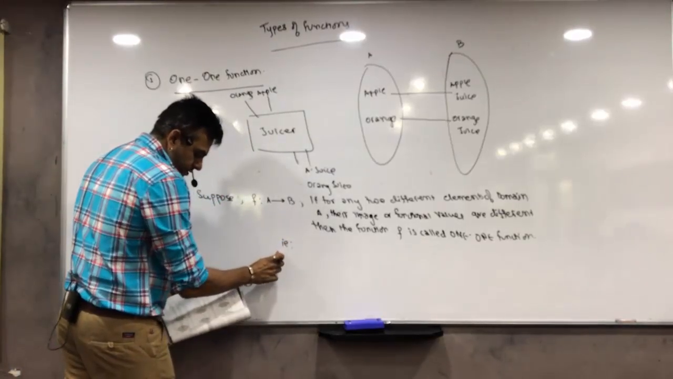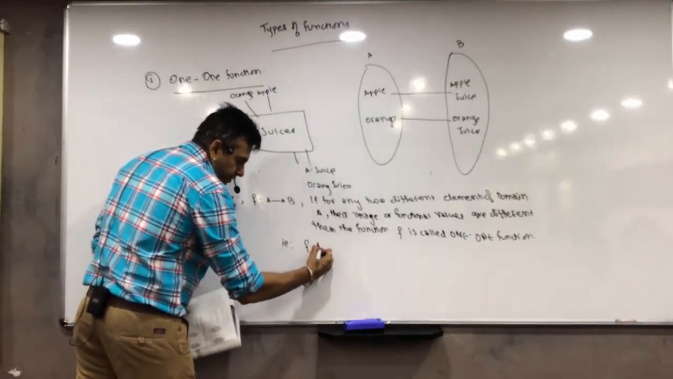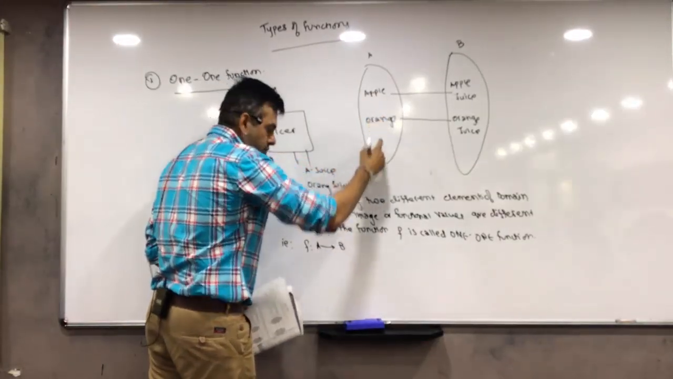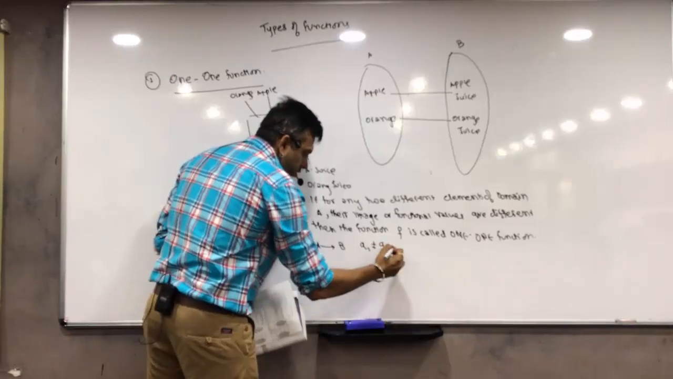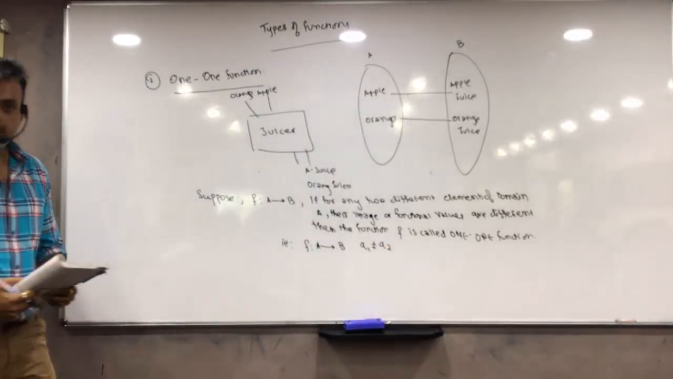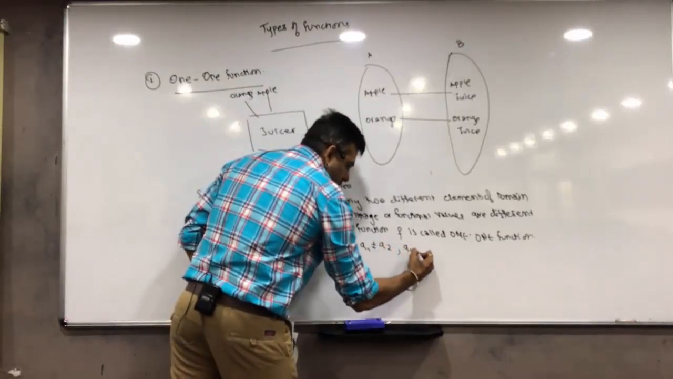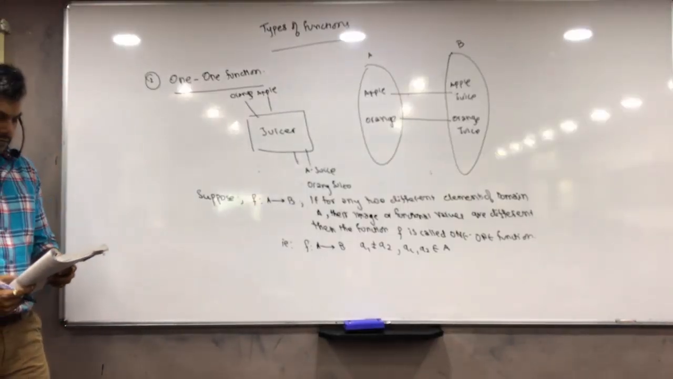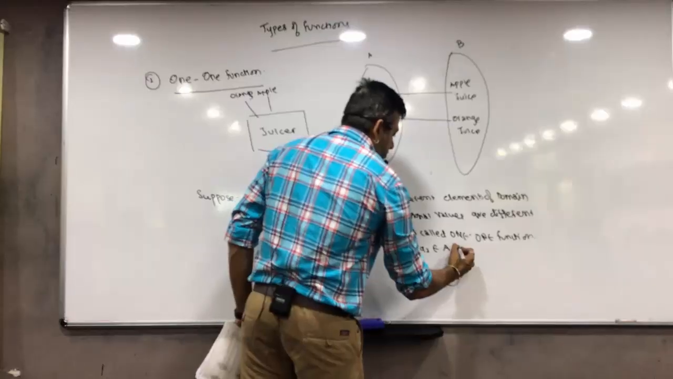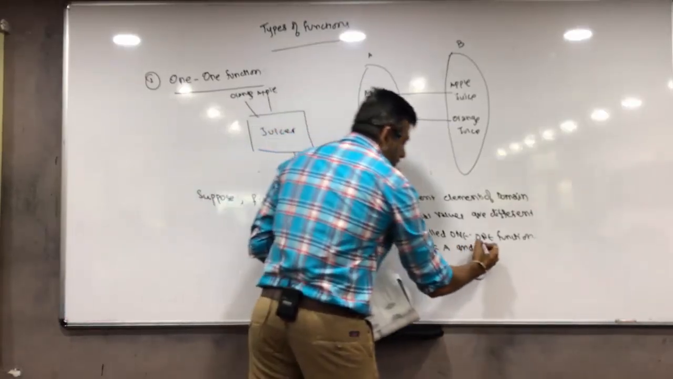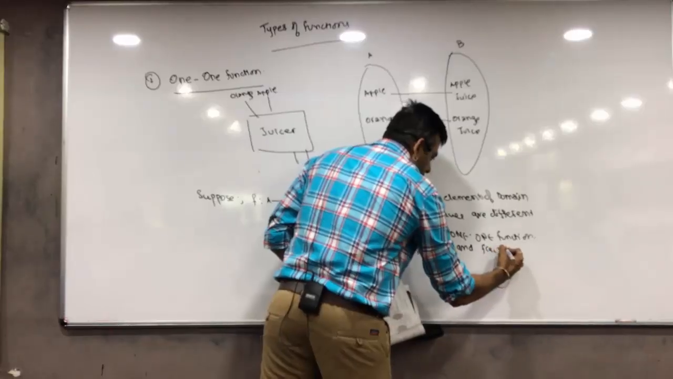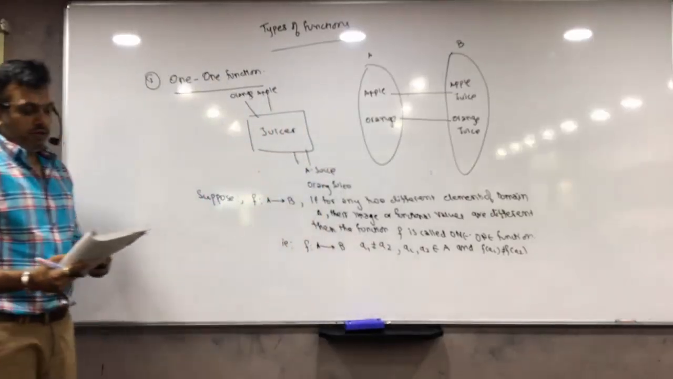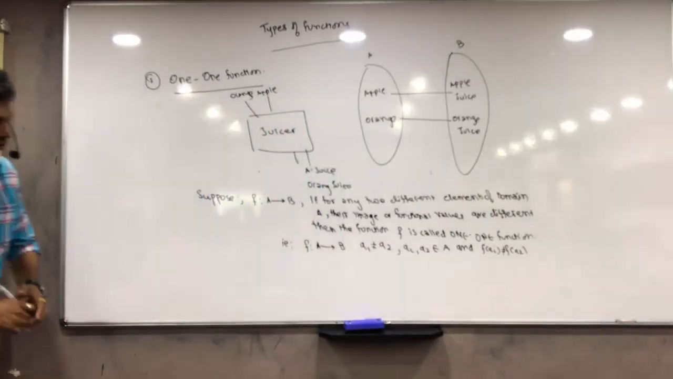It is noted like this. Please pay attention to this. For function f from set A to set B, here this is A1 and this is A2. A1 is not equal to A2, isn't it? And A1 and A2 belong to capital A. And f(A1) and f(A2) are not equal. Just go through these notations once again.